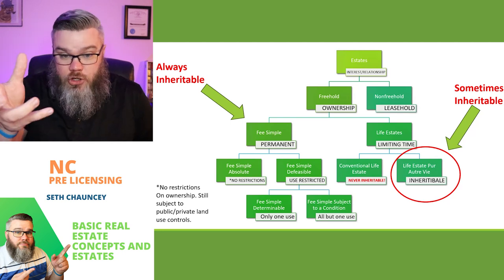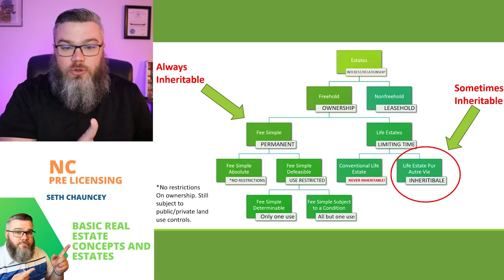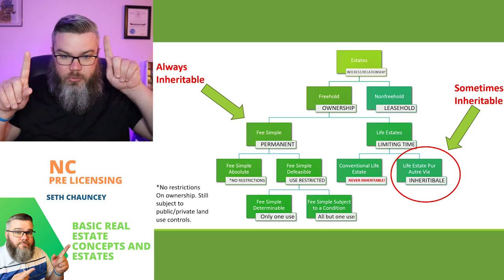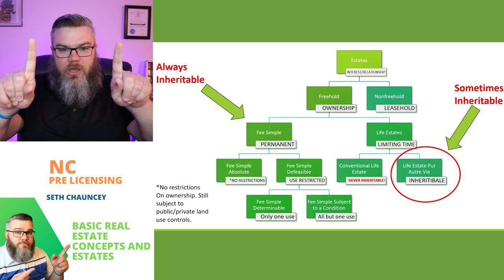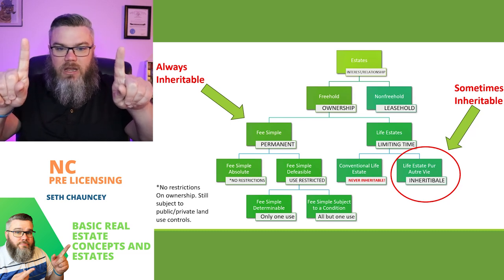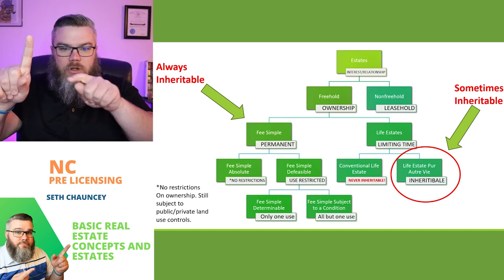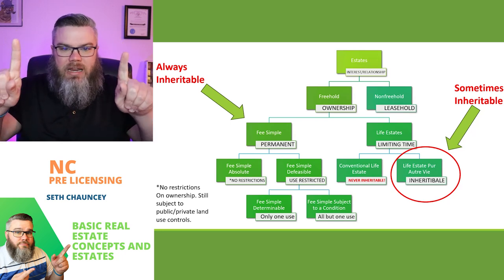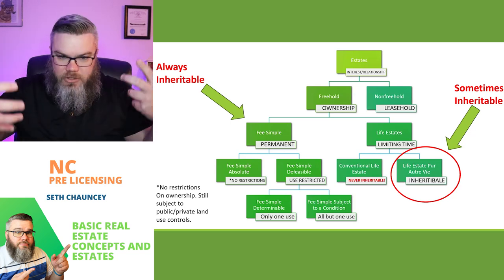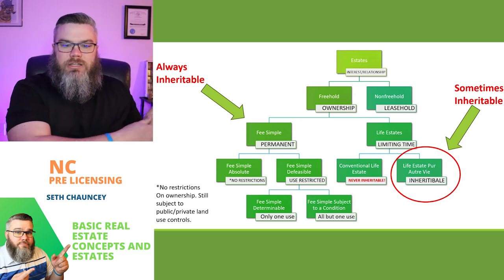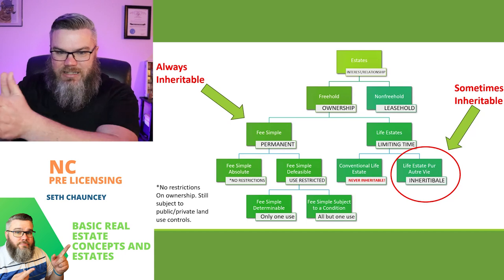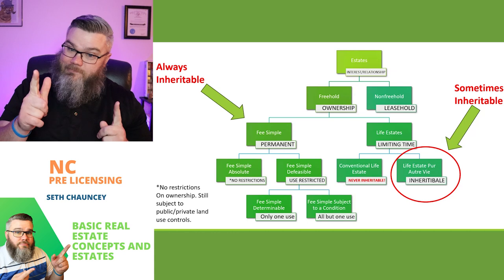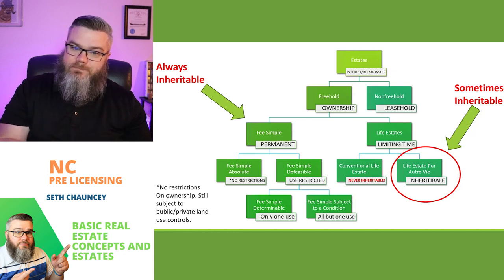It's changed from a life estate per autre vie to a conventional life estate because my brother was a life tenant, my nephew was a measuring life. That's a life estate per autre vie. When my brother died and willed it to his son, he is now the measuring life and the life tenant. So now he has a conventional life estate. He will continue to own it so long as he is alive. See how that works?